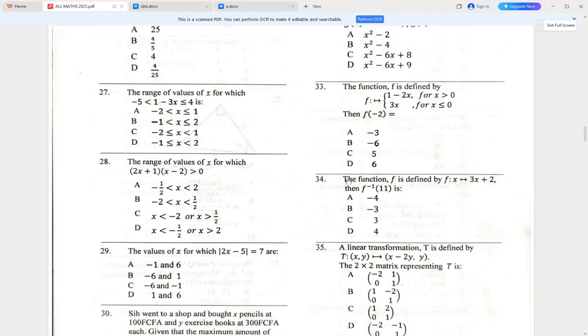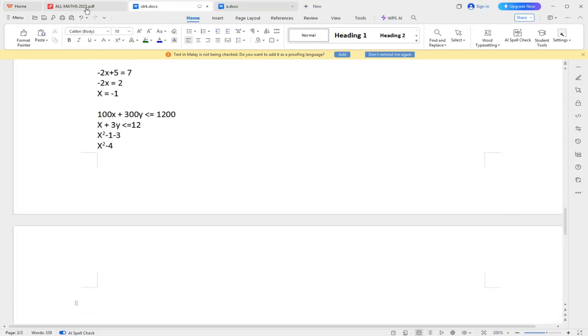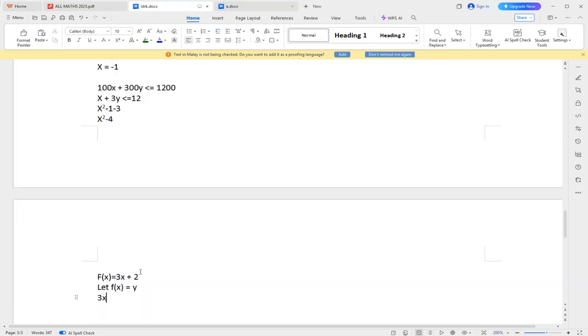Then question 34, the function f is defined by f of x being equal to 3x plus 2. Then f inverse of 11 is. To start, you have to find f inverse. Now f of x is equal to 3x plus 2. To find f inverse, we can start by saying let f of x be equal to y. Then you have that 3x plus 2 is equal to y.